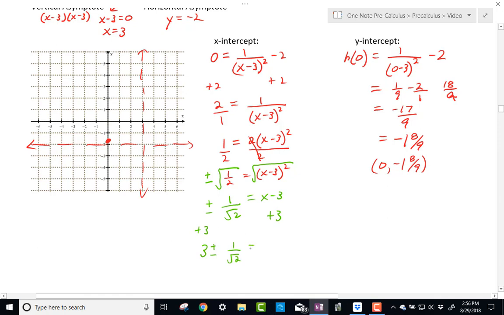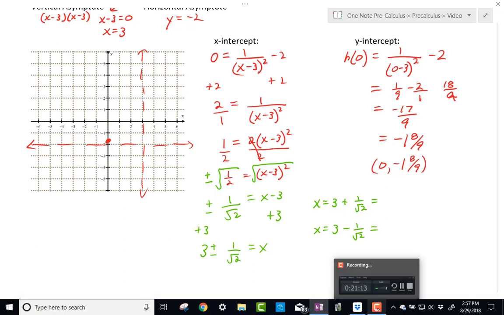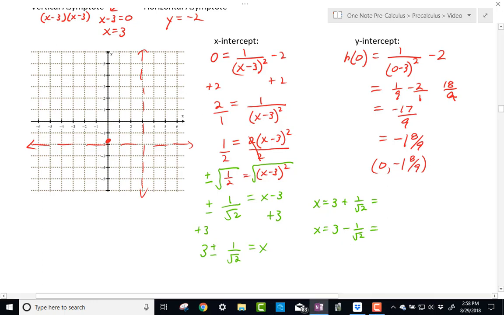Now, I have no idea where that goes on the graph, so I'm going to have to stop and break out my calculator. Essentially what I'm going to do with the calculator is two equations here. I'm going to do x equals 3 plus 1 over root 2, so we'll find out what that equals. And I'm going to do x equals 3 minus 1 over root 2, and we'll see where that ends up. All right? So give me a second here. So this guy is 3.7, and then let me do the other one here.